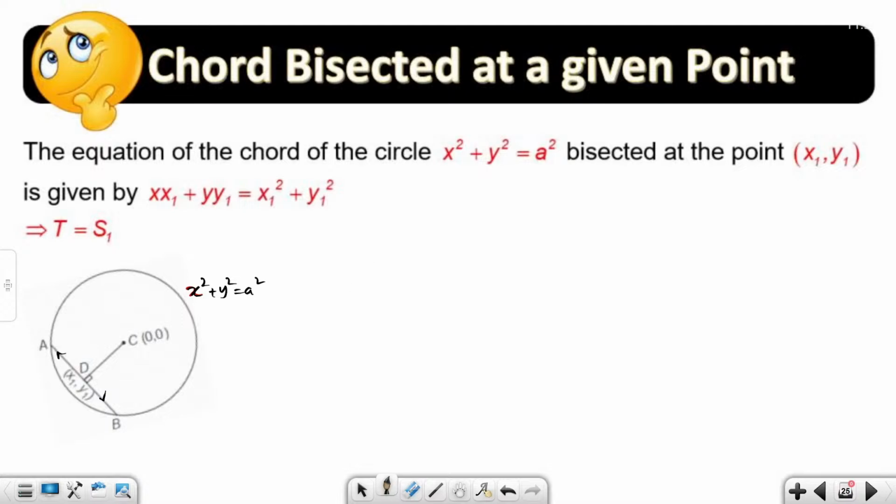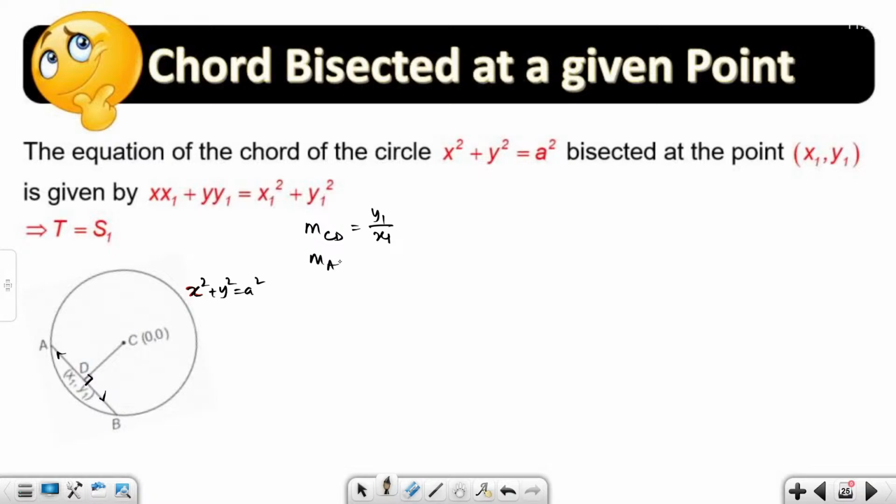See, pretty simple proof. What is the slope of CD? The slope of CD is y1 over x1. That's it. If the slope of CD is y1 over x1, as we have joined the center with the midpoint, CD is basically the line joining the center of the circle and the midpoint of this chord. So definitely they are perpendicular to each other.